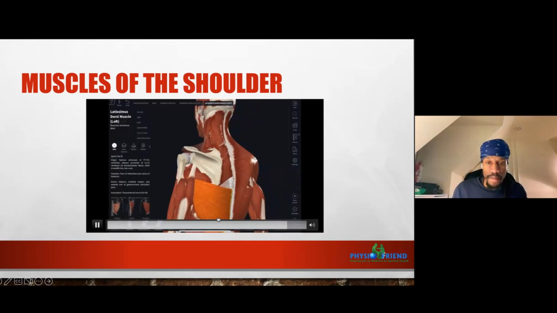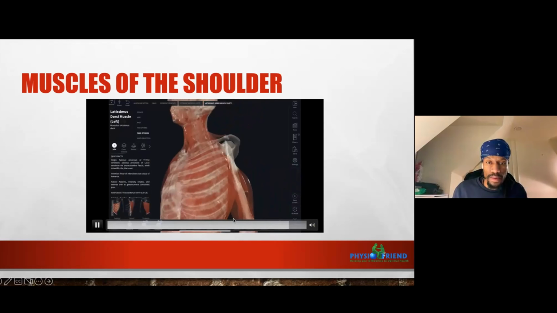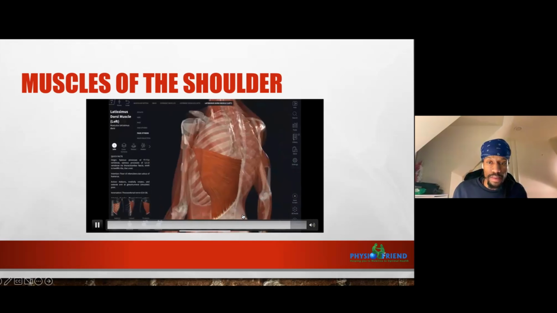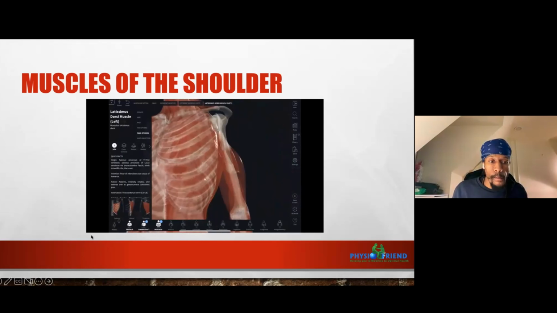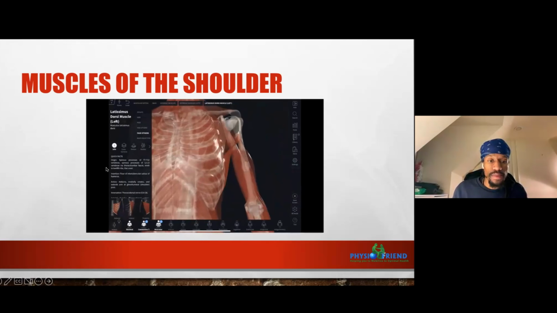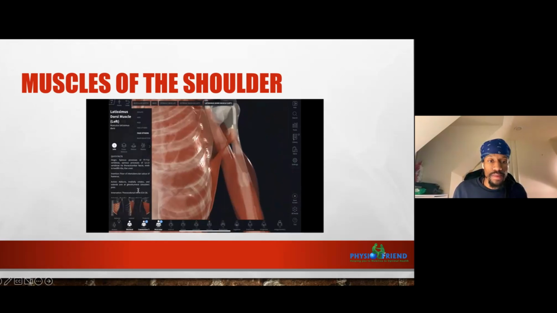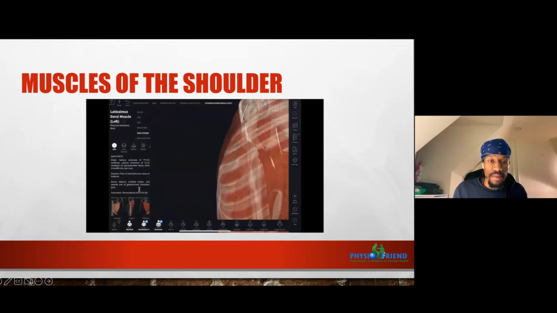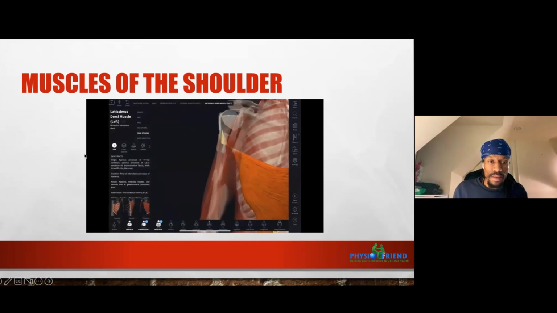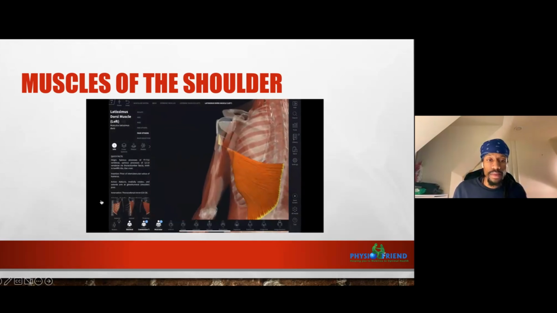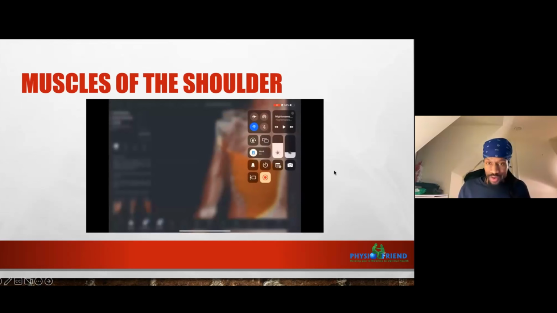Over here we have the latissimus dorsi muscle, and that muscle helps us to bring our arms back to our body, and also, when we're doing things like lat pull downs or pull ups, that muscle becomes very active. All right, so those are the muscles.